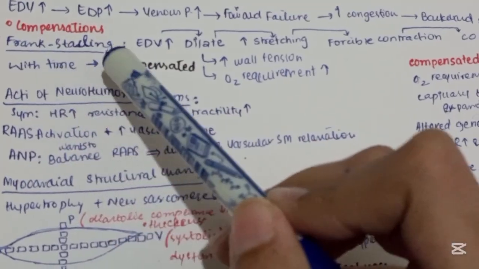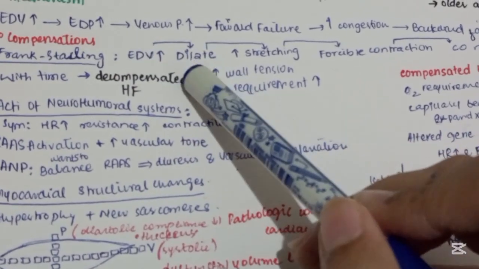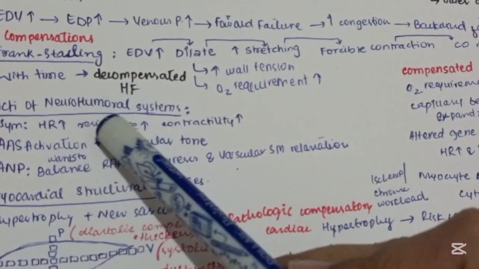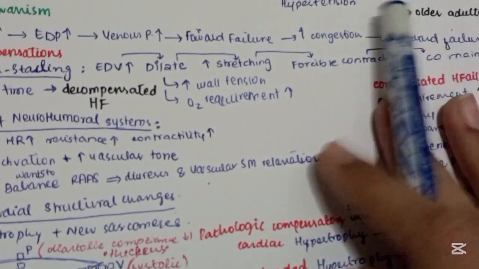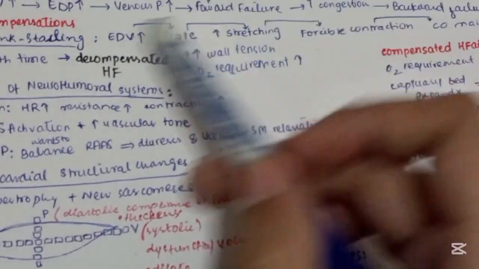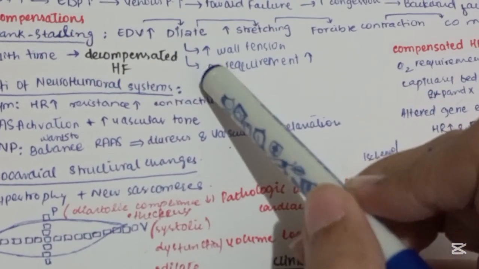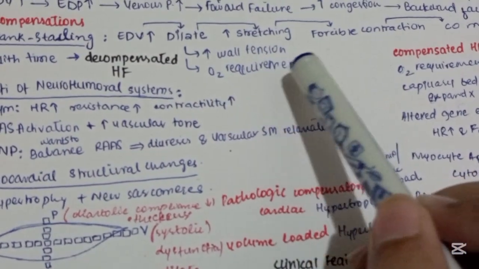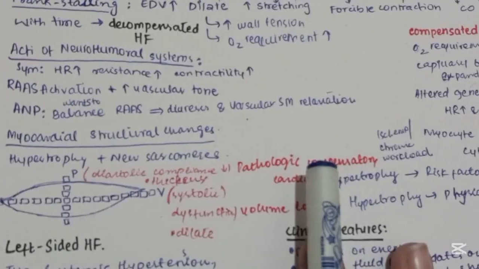One is Frank Starling. Increase in diastolic volume is going to cause dilation of the heart. When the heart dilates, there will be increased stretching, and as the heart muscles are going to stretch more, they are going to cause forcible contraction, so in order to maintain the cardiac output. But with time, this compensated heart failure is going to be converted into decompensated heart failure. When the heart is going to be dilated, there will be increased wall tension and increased requirement for oxygen, and this will become one of the causes for decompensated heart failure.